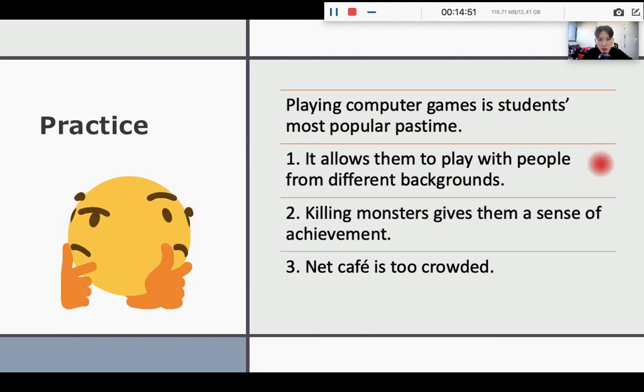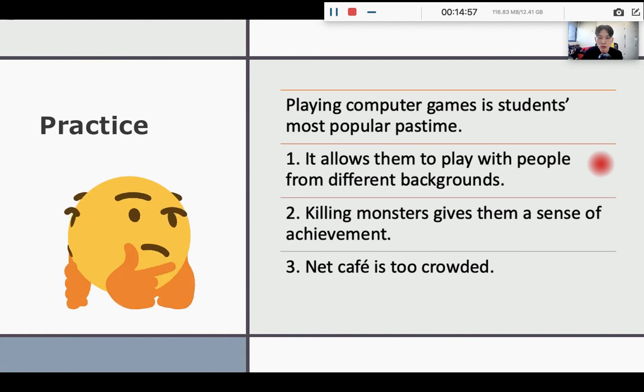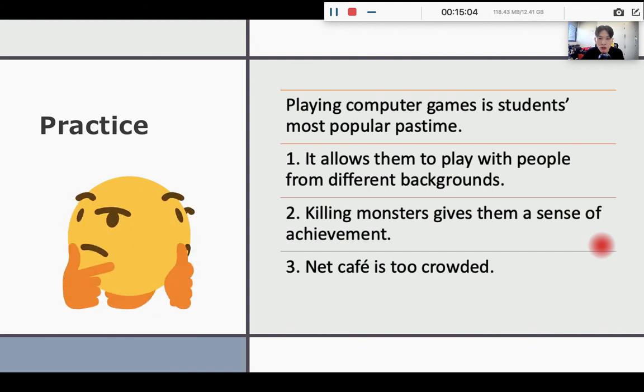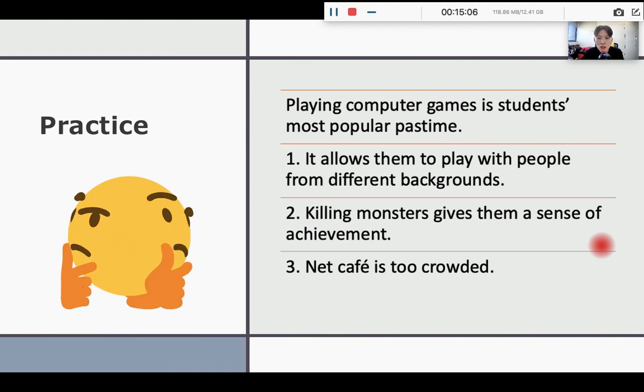So the first one, it allows them to play with people from different backgrounds. Yes, when we can know people, we will want to do that. Second one, killing monster gives them a sense of achievement. Okay, this is also a legitimate reason.